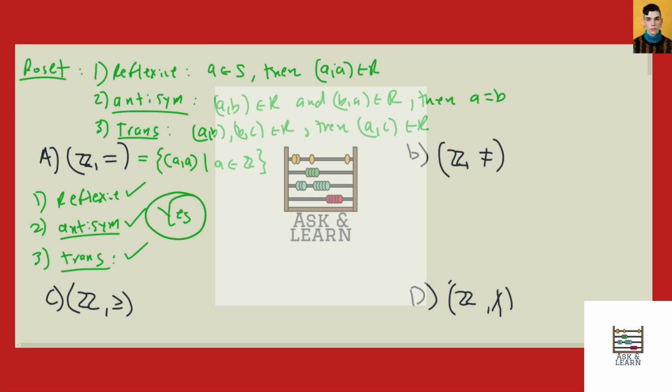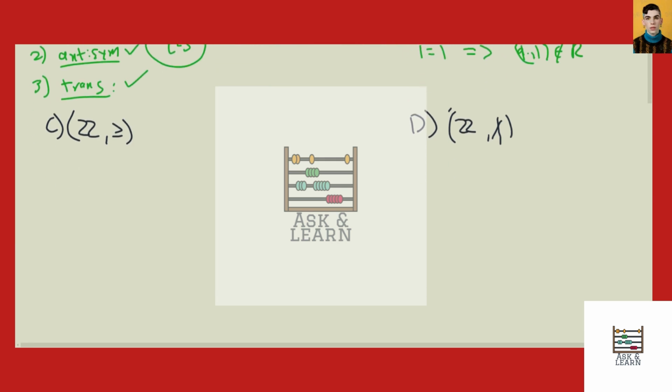All right, now what about B over here? So it's not equal to. So this fails being reflexive, since 1 is equal to 1. So 1 equal to 1 implies (1, 1) is not an element of R. So we can go ahead and just say it's not reflexive due to that, and we don't need to check the other ones.